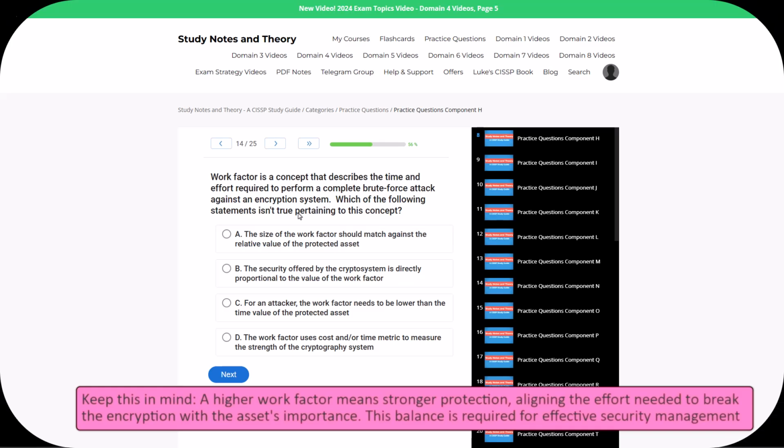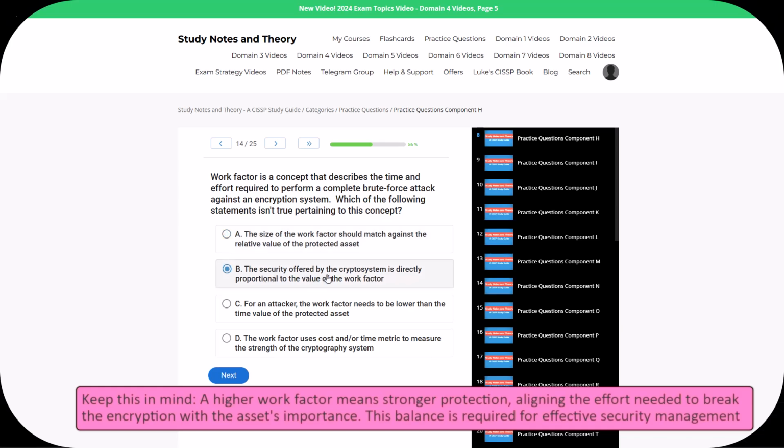I'll look for the choices that are true first. The size of the work factor should match against the relative value of the protected asset. I think that's kind of true. I think we had a question like this. If the asset is worth $1 billion, you can put in a year's worth of work to crack that system because it's going to be worth it even after a year. But if the asset is worth like $10, I'm not going to spend 6 hours out of my day to try to break a system worth $10. So that's basically what it's saying.